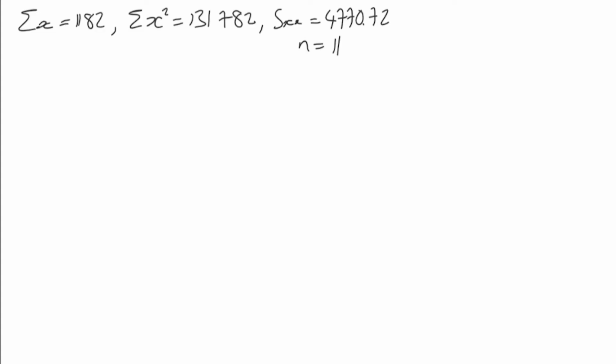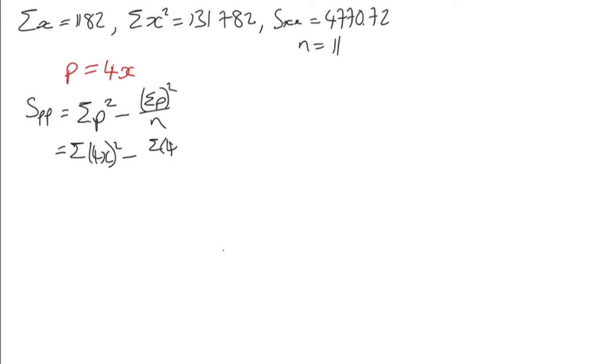What impact does coding have on the summary values? So here we're given these summary statistics and we're told that P equals 4x. How would we calculate S of PP? Well, the S of PP is going to be this expression, the sum of P squared minus the sum of P squared over N. Let's substitute. We're going to swap P for 4x. So that's going to be the sum of 4x squared minus the sum of 4x squared. Let's use some square brackets just to make that clear, over N.